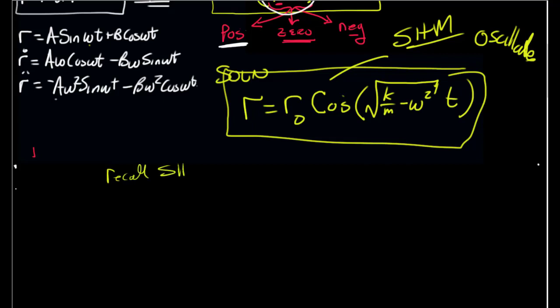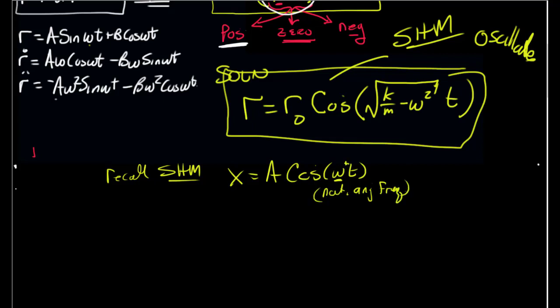Recall for simple harmonic motion, x is A cosine of omega t, where omega is the natural angular frequency of the system. In our case, it's modified, so omega star will be the square root of K on M minus the omega rotational rate squared of that system. So by having a spring rotate, it's modifying its spring constant in a sense.